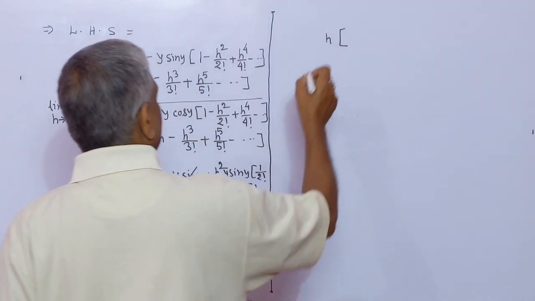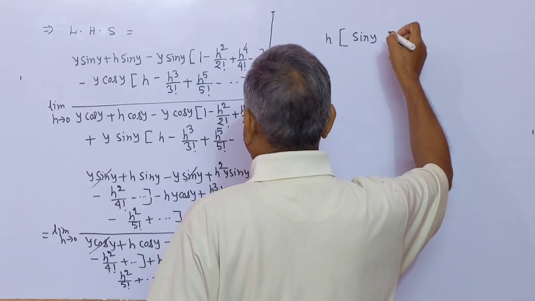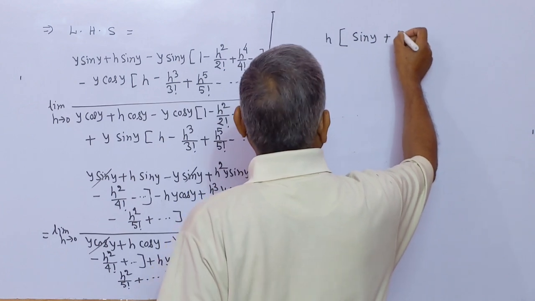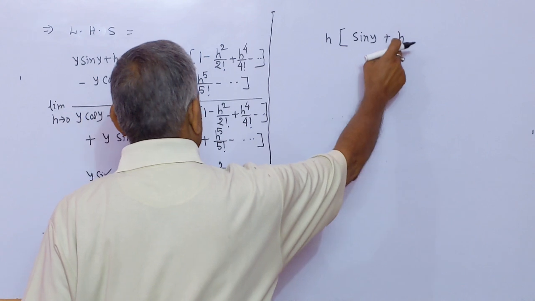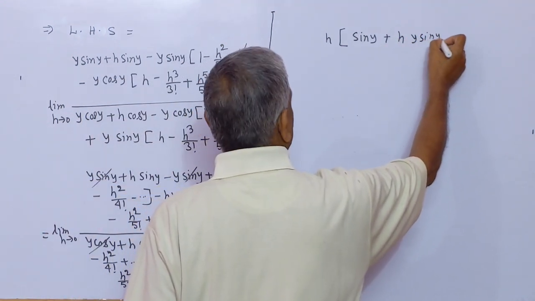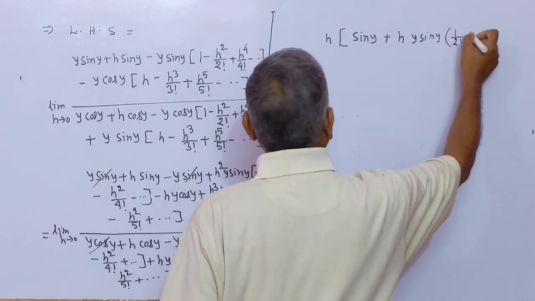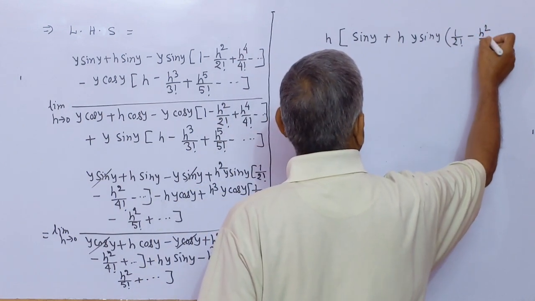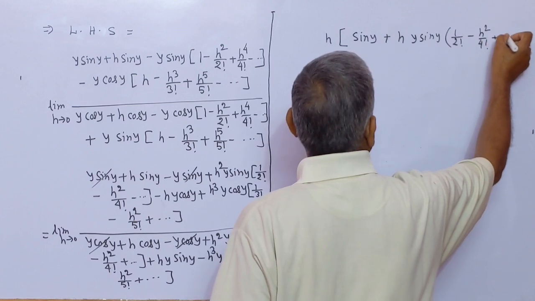Here sin y, here plus h. We have already taken common h. So here remains h, y sin y (1 by factorial 2 minus h square by factorial 4 plus dot dot dot dot).